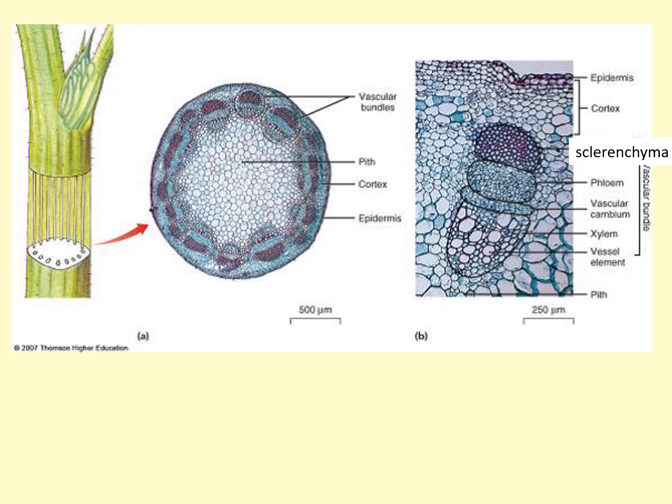Right, just another one. So you can see this is the vascular bundle. It does not include sclerenchyma. Okay.